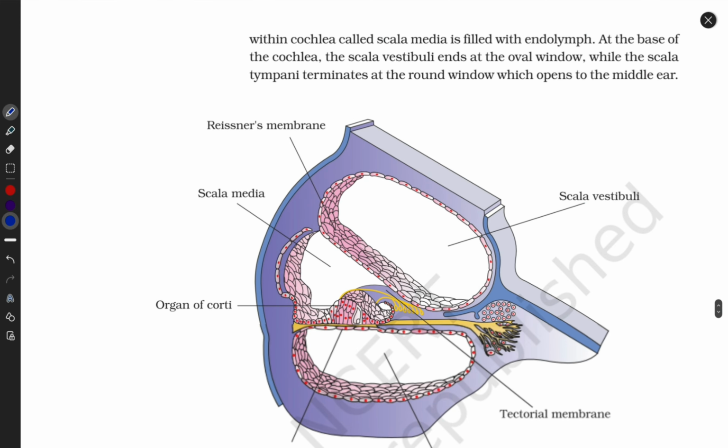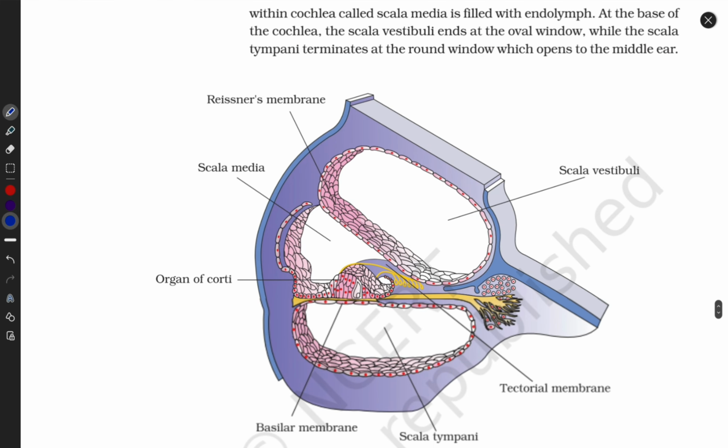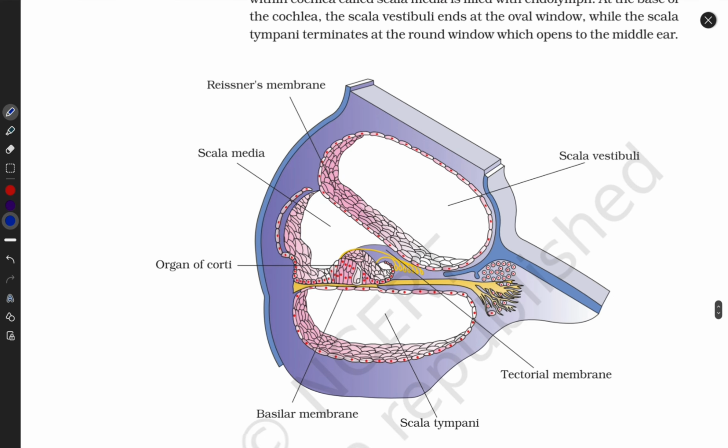Look at here. If we dissect the cochlea, we get three chambers. First, scala vestibuli, they balance the sound wave. Second, scala tympani, they also balance sound and air. And third is scala media, they also balance sound and air. Here is the organ of Corti, which has ciliary structure.